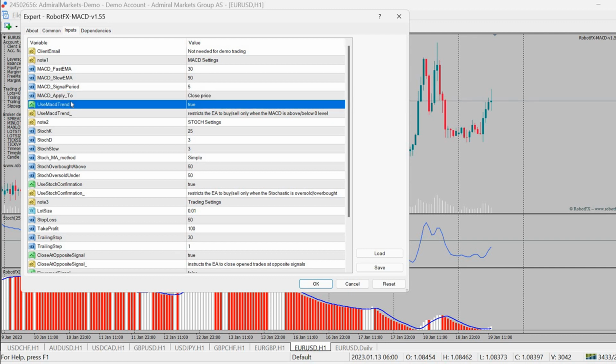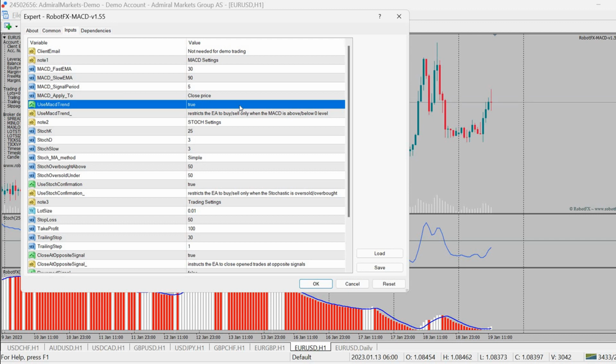There's also the possibility to use the MACD trend detector or not. By setting this to true, it means that the expert advisor will buy only if the MACD is above the zero level, and it will sell only if it is under the zero level.